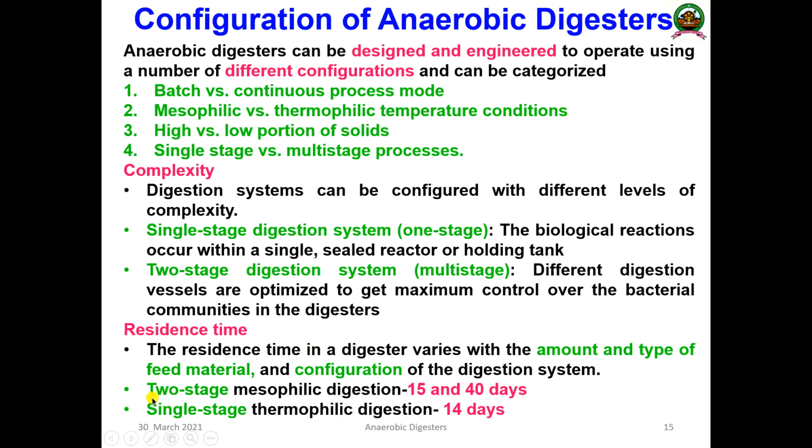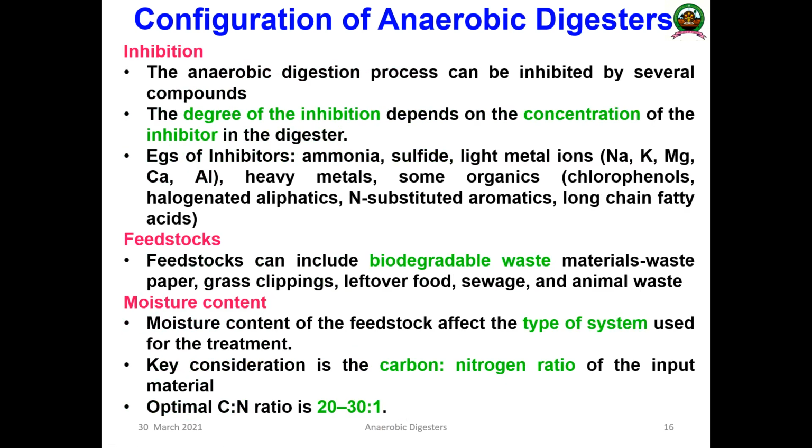In the case of a two-stage mesophilic digestion, 15 to 40 days is the residence time. But in the case of single-stage thermophilic digestion, it requires only 14 days. So how much time is required to complete this particular process, that is known as the residence time. The next one is the inhibition.